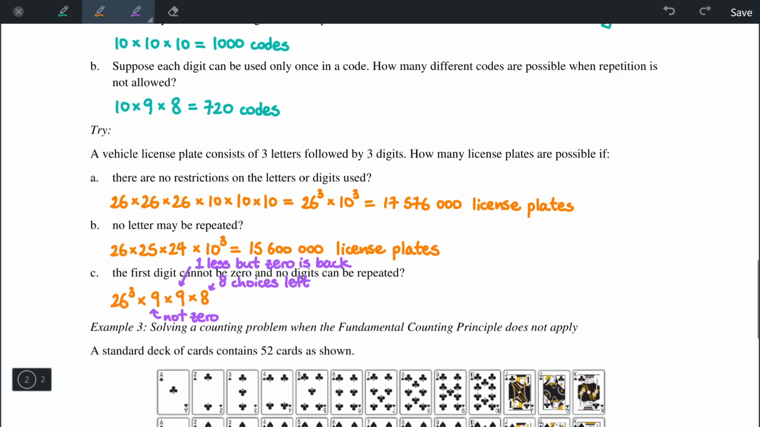And so once again, we go to the calculator, multiply the numbers out, and we'll get 11,389,248 license plates.